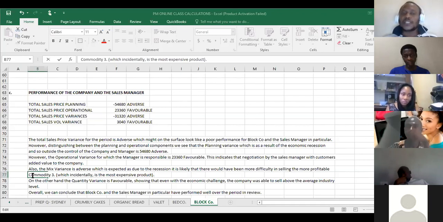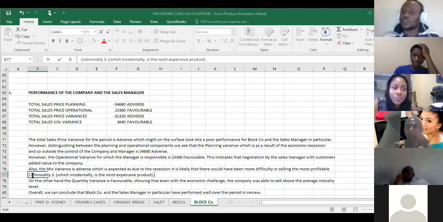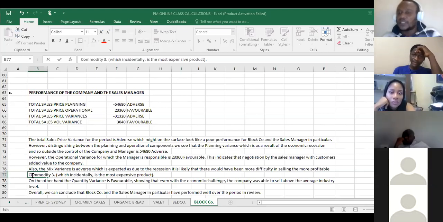So the idea is the mix variance will be determined by whether it is more profitable or less profitable. It is the more profitable product that will determine an adverse or a favorable mix. However, in the case of selling in a recession, what will be more important is the more expensive product, not the more profitable product, because the profitability is in the company's pocket. The cost of that product to the customer is what will determine whether a customer will buy more of it or less of it.